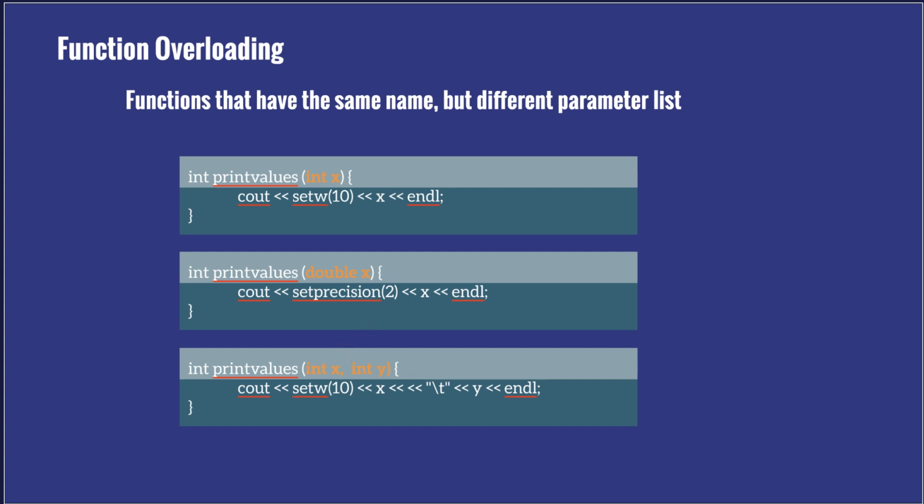When we call the function print values, the compiler identifies which function is called based on the parameter list. For example, when we call the function print values with the integer parameter, the first print values will be called, and if we call with two integer parameters, the third function will be invoked. Now let's get back to the previous slide.